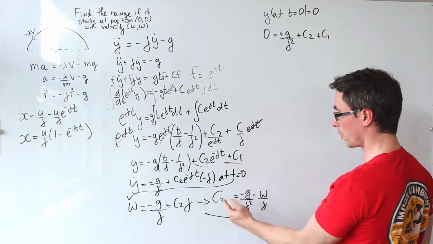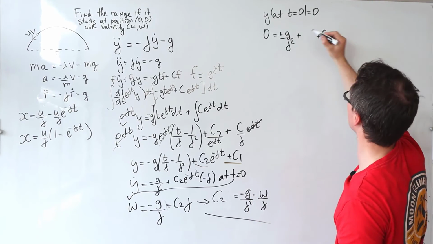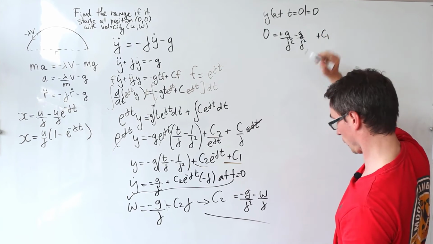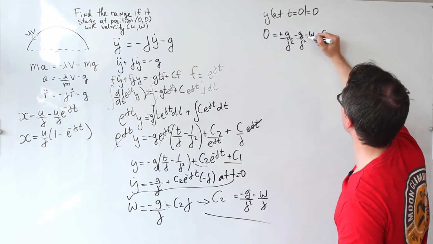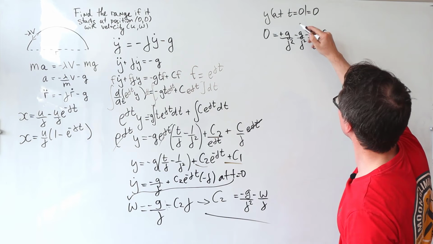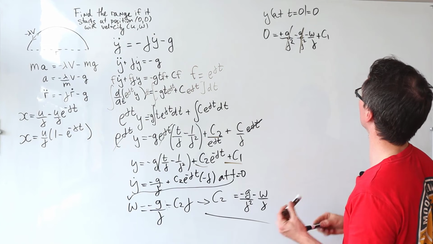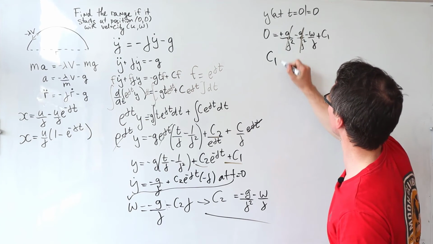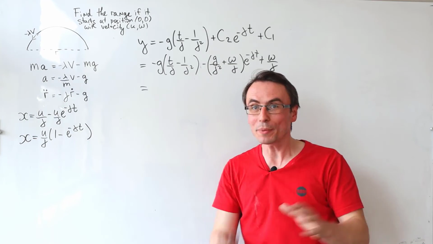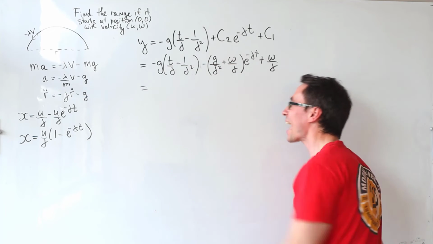Now we already know what C2 is because this thing here is just this expression, which is minus g over gamma squared minus omega over gamma plus C1. Look at this, so convenient. This term here will cancel with this one, so what we're left with is that C1 should just be equal to omega over gamma.